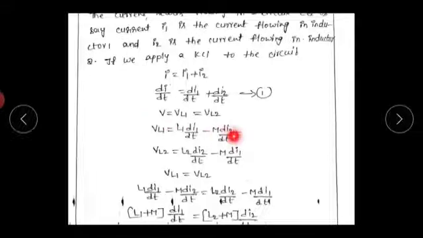So VL1 equals L1 into di1 by dt minus M into di2 by dt. Similarly, VL2 equals L2 into di2 by dt minus M into di1 by dt. In the VL1 equation, this is the self-induced EMF and this is the mutual induced EMF. In the VL2 equation, likewise, this is the self-induced EMF and this is the mutual induced EMF. Here two coils are in parallel connection, so VL1 equals VL2. By equating VL1 and VL2, we get this equation. Taking di1 by dt and di2 by dt common, L1 plus M into di1 by dt equals L2 plus M into di2 by dt.